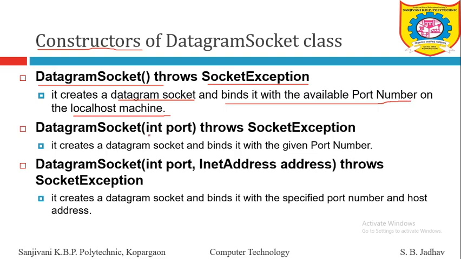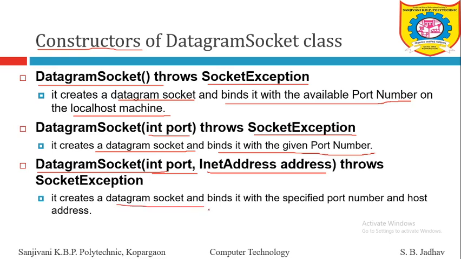The second constructor accepts an integer port number as a parameter and throws the socket exception. It creates a datagram socket and binds it with the given port number. The third constructor accepts two parameters. First one is the port number and second is the inet address. It creates the datagram socket and binds it with the specified port number on the host address. So these are three constructors that are useful to create a socket of UDP type or datagram socket.